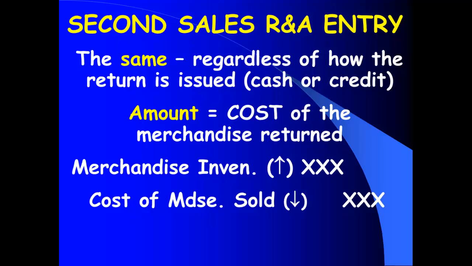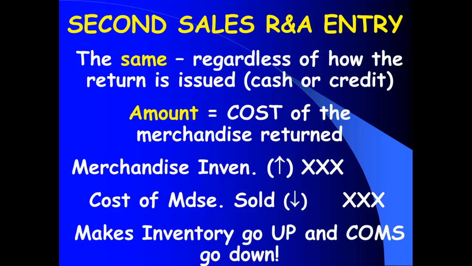Well, when we sold that merchandise to the customers originally, we said it was an expense to us. But when they bring it back to us, we've got to cancel out that expense that we recorded in the original entry, because we didn't end up selling it to them after all, did we? So we are canceling out the expense recorded in the original entry.